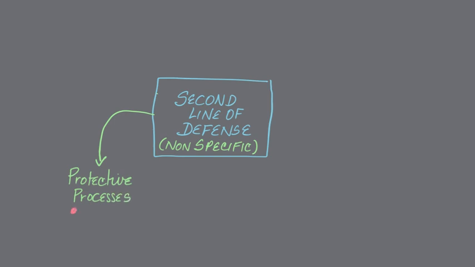So we'll start with the protective processes. There are 2 types of protective processes that we will look at. One of them is inflammation, and the second is fever. Both inflammation and fever are beneficial to the body unless they go out of control. The second is protective proteins.